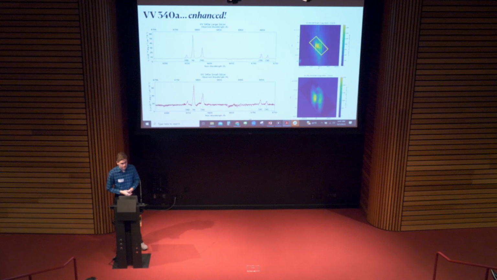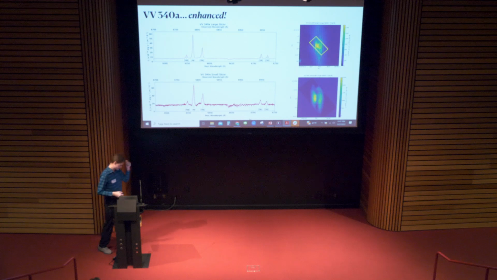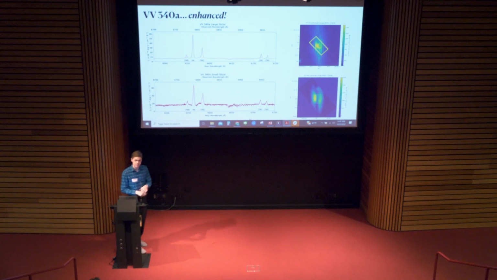And indeed, if you look at the spectrum, we went from the large slicer to the small slicer, and this is just a visual representation of the increase in resolution that you get by changing your observing mode, at the cost of your spatial field of view. So we changed slicers on the same object, zoomed in a little bit.